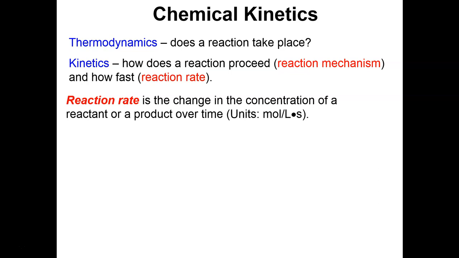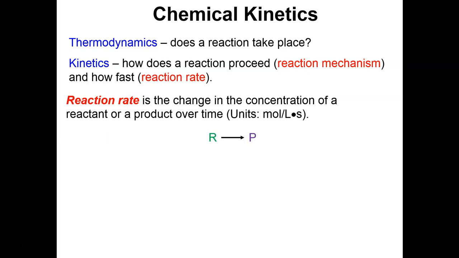So the reaction rate is the change in the concentration of a reactant or product over time. And the units are usually given in moles per litre per second. So that big M, concentration-wise in chemistry, we've been talking about every second. So how is that concentration changing per second?